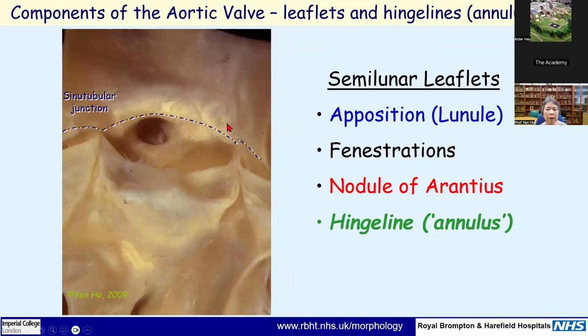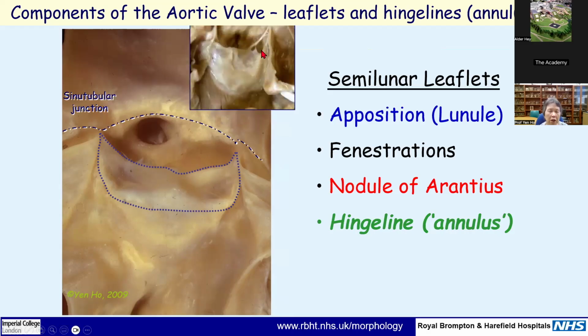If you look more closely at what constitutes the aortic sinuses, we see here the sinutubular junction marked in dotted line, and we have the zone of apposition marked out here, which is also termed the lunule, and this kind of thickening in part of it.